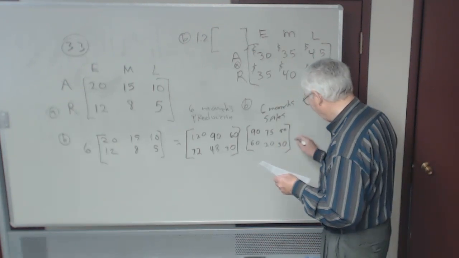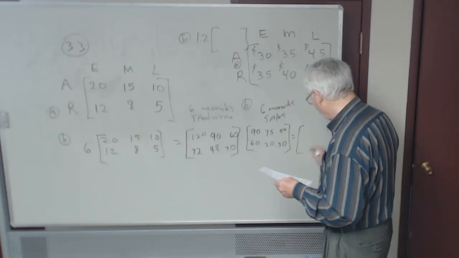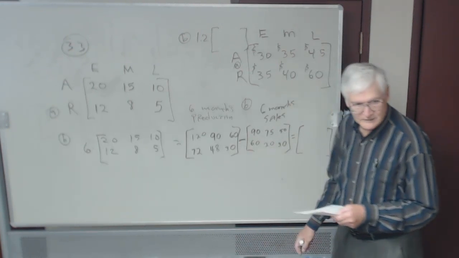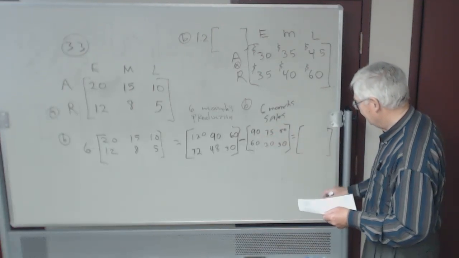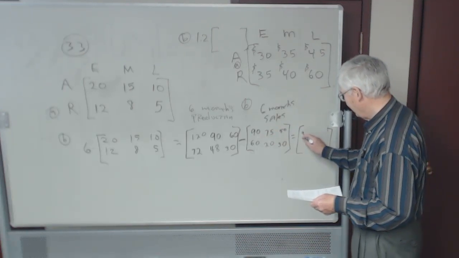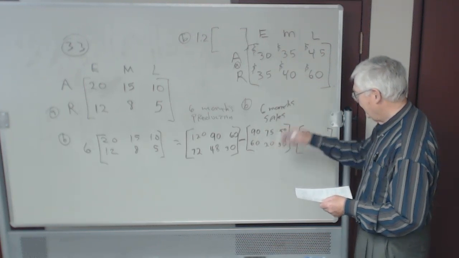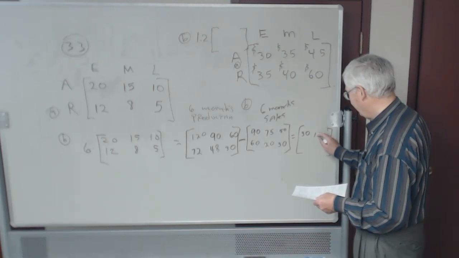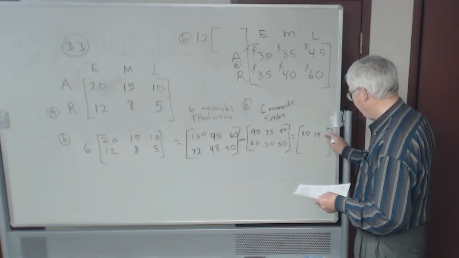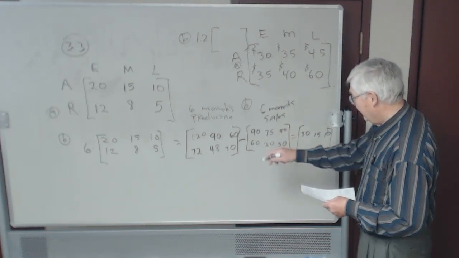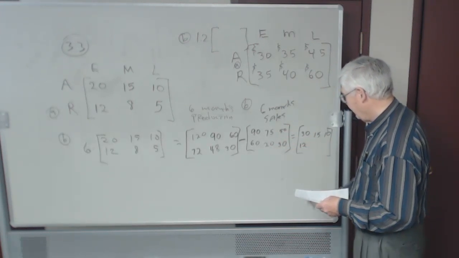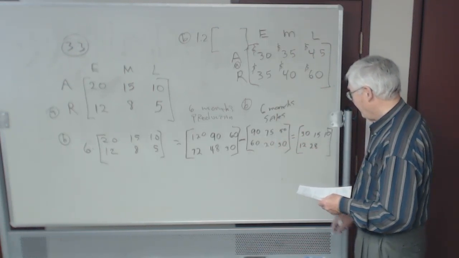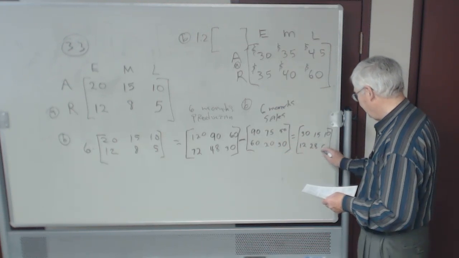And how many are left over? So what do I have left in inventory? I just subtract those two matrices. Which would be 120 minus 90 would be what? 30. 90 minus 75 would be what? 15. And 60 minus 50 would be 10. 72 minus 60 would be 12. 48 minus 20 would be 28. And 30 minus 30 would be 0.